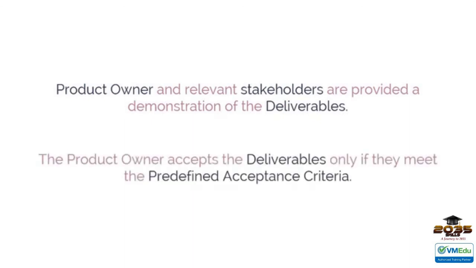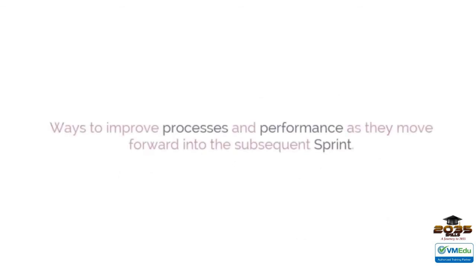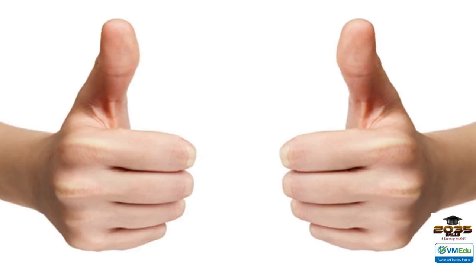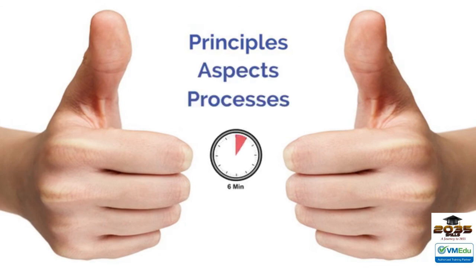The product owner accepts the deliverables only if they meet the predefined acceptance criteria. The sprint cycle ends with a retrospect sprint meeting where the team discusses ways to improve processes and performance as they move forward into the subsequent sprint. Voila! We just covered the principles, aspects, and processes of Scrum in less than 6 minutes.